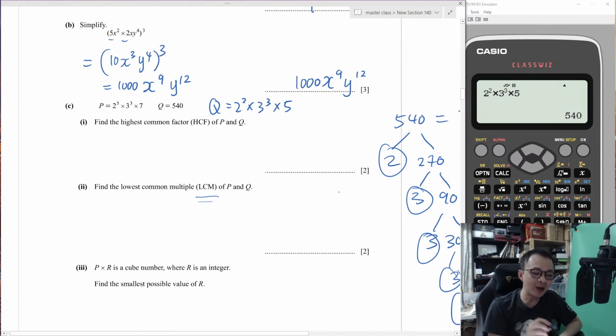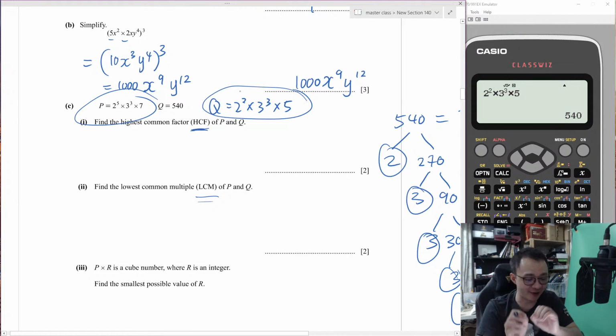Okay, what I can tell you is, in order to find the highest common factor, you need to find the number both of them have. So over here, I check the 2 first. For P, you have 2 power of 5. But for Q, you have 2 power of 2. So both P and Q have 2 power of 2, isn't it? So it's 2 power of 2.